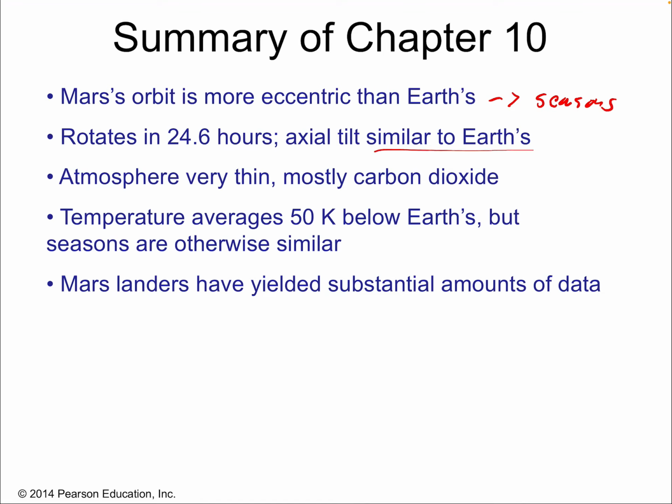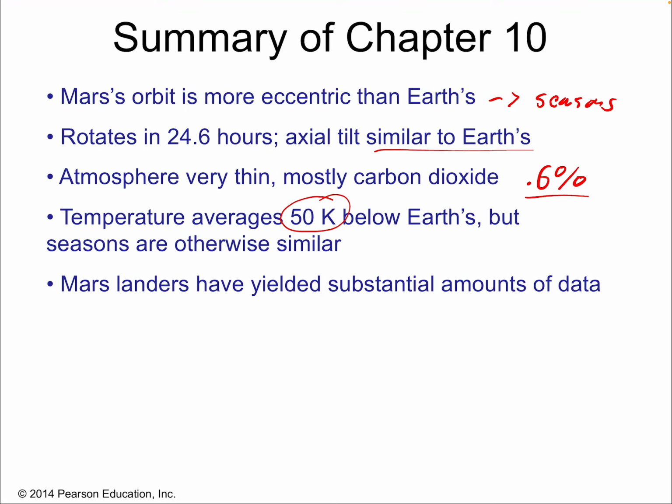The atmosphere is very thin, mostly carbon dioxide. It's only about 0.6% as thick, because it was six thousandths as dense, the atmosphere. The temperature is around 50 Kelvin below Earth's. So the average temperature, instead of being 20 Celsius, is about negative 30 Celsius on average. But the seasons are similar. There's a warm time of the year and a colder time of the year.